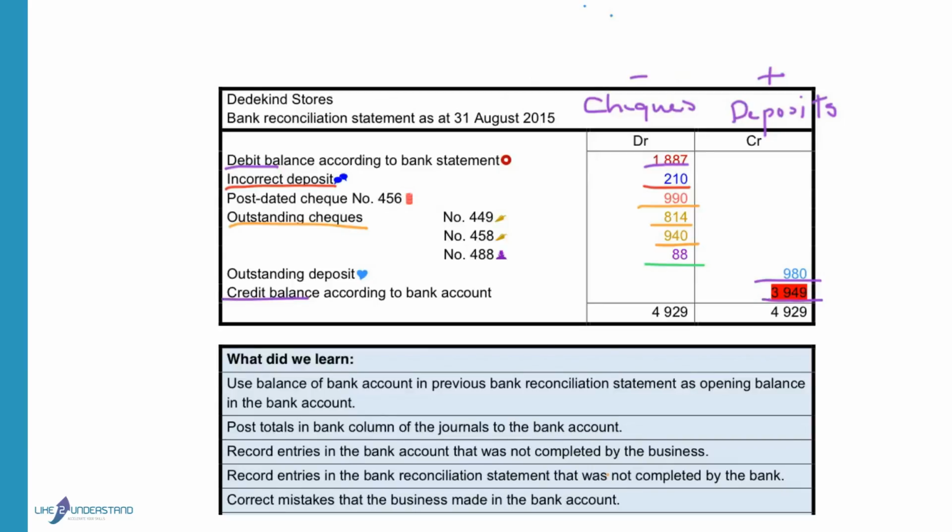If I add up the debit column and I add up the credit column, the two totals should be the same if I corrected all the mistakes and completed entries for all the omissions. If they still don't agree, you will have to go and look for more mistakes.